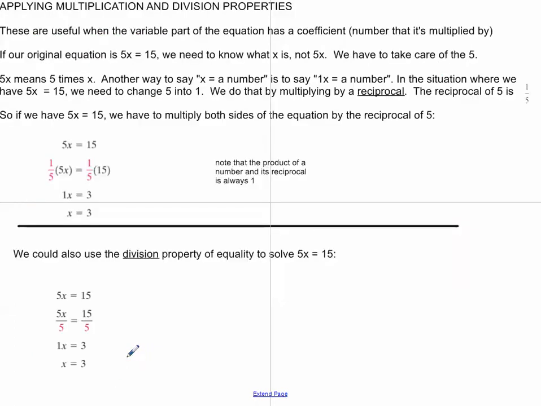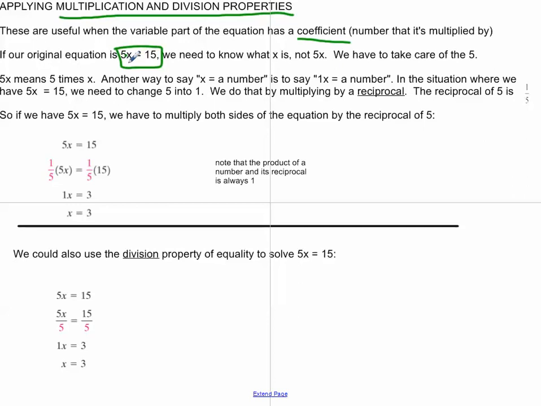So let's go to the next spot and apply this multiplication and division property of equality to a couple of different examples. If we've got an equation where there's a coefficient in front of the variable, the coefficient being the number that's multiplied by the variable, then we can use multiplication and division properties of equality to get to our solution. If we're starting with something like 5x equals 15, we've got 5 times x equals 15, and we've got a multiplication there. In order to get rid of the multiplication, we have to divide.